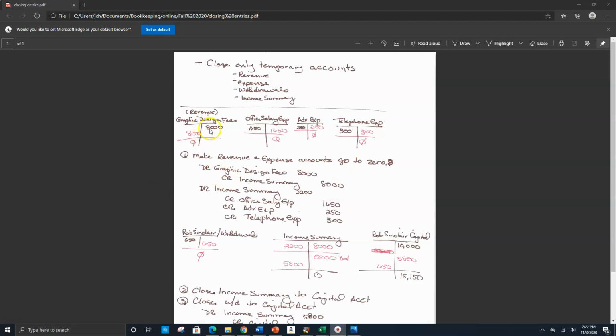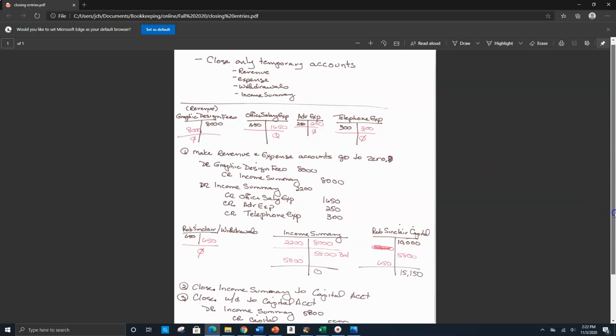So how do we do that? Well, if this has a credit balance, we need to debit it, right? And our offset is going to go to income summary. If these have debit balances and expense, we need to credit those accounts, okay? So our journal entry would be debit graphic design fees, $8,000, credit income summary. We would debit income summary $2,200, which is the sum of our expenses, and then credit office salary expense, advertising expense, and telephone expense. So when we post those up into these T accounts, we can see our revenue and our expense accounts are all at zero now.